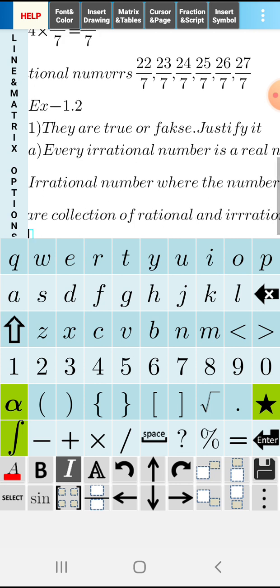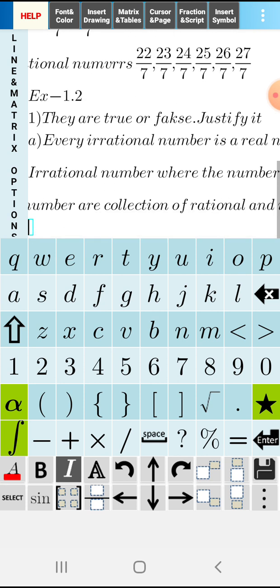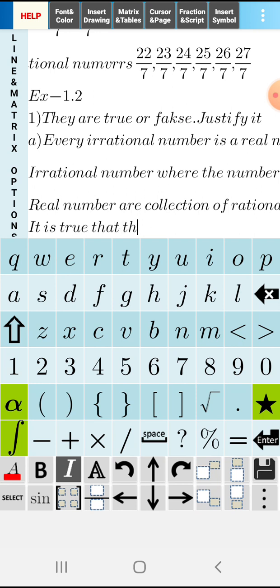So like that only. This is the real number, as I said in the last video when I was explaining the real numbers, rational number and irrational number. So then, it is true that the irrational number is a real number. It is the first question they asked, and it is true because, as I said, the real number is the combination of rational and irrational numbers. So then it is true only.